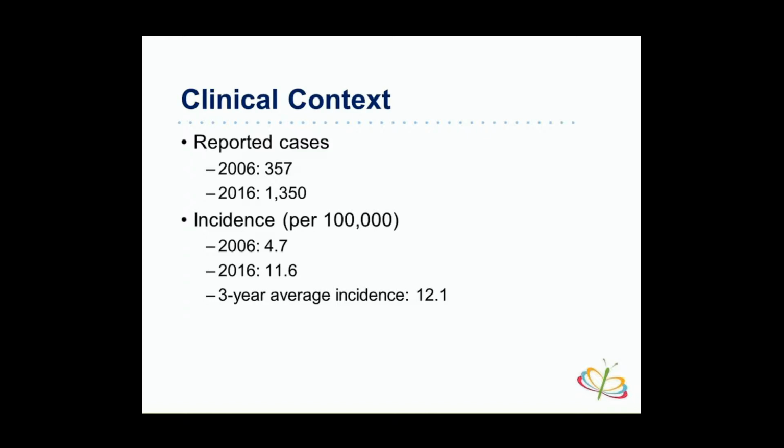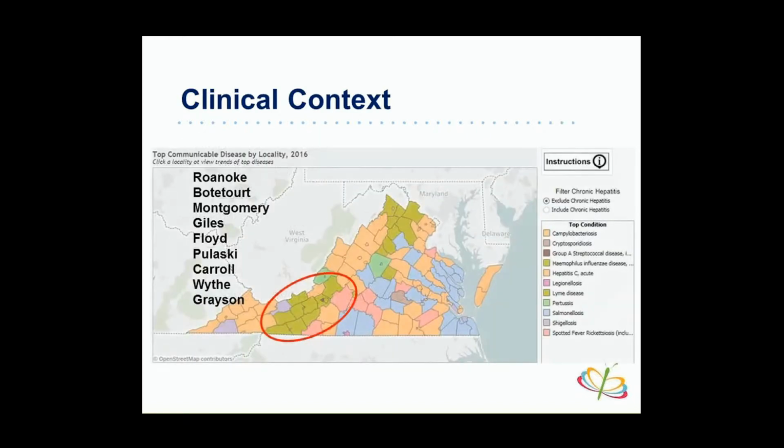So for us here down in Southwest Virginia, the Virginia Department of Health actually makes a table listing the most common communicable diseases by county. If you look at where we are in the red circle, Lyme disease was the top communicable disease in 2016 for the counties of Roanoke, Botetourt, Montgomery, Giles, Floyd, Pulaski, Carroll, Wythe, and Grayson, all of which are in our service area. They're pretty relevant for us to understand this.